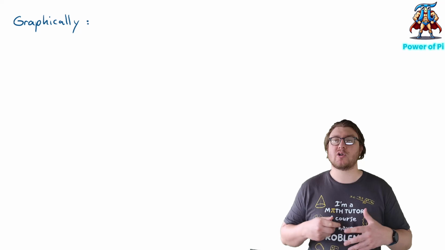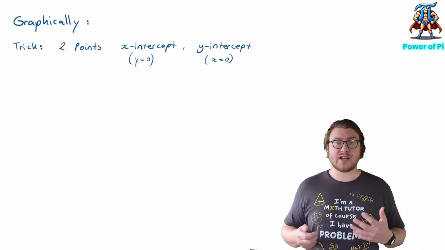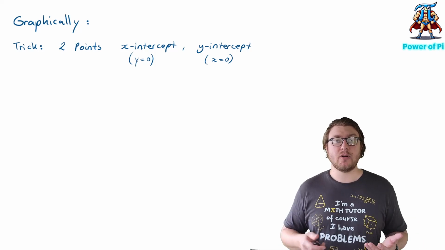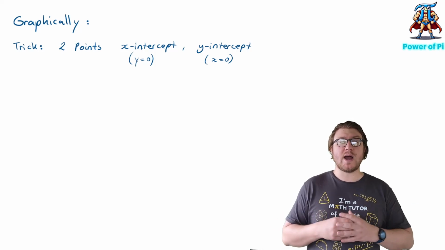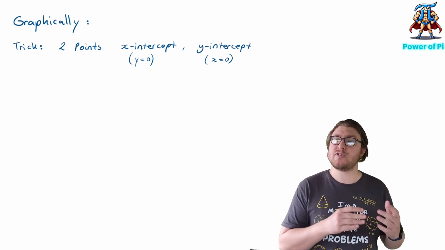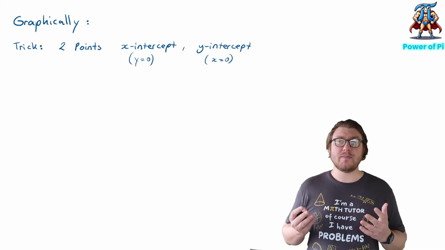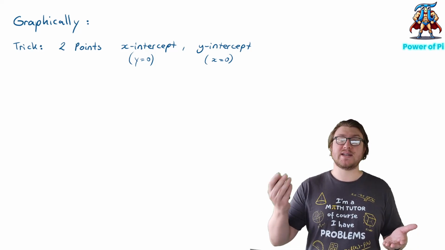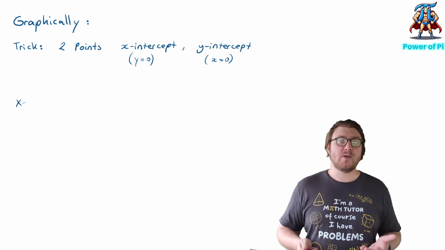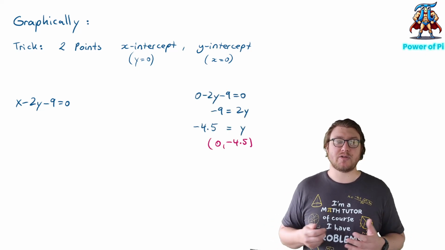Let's have a look how you could do this graphically if you prefer to do so. Here I actually want to talk about a quick trick. Remember, for a straight line, we only need 2 points. Well, why don't we make the x-intercept and the y-intercept the 2 points that we're interested in? Remember, x-intercept means y is 0, and y-intercept, the opposite, x is 0. So we can just take our equation that we have above and substitute these in. So let's start with the y-intercept.